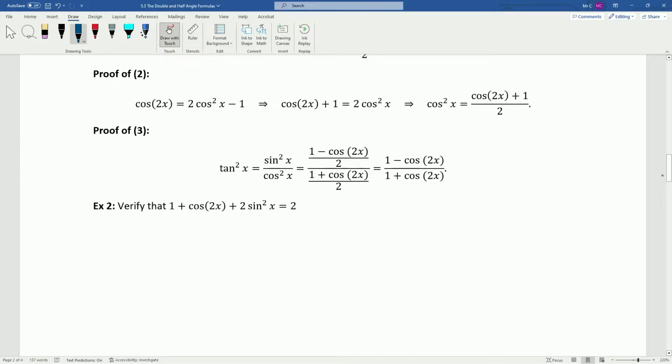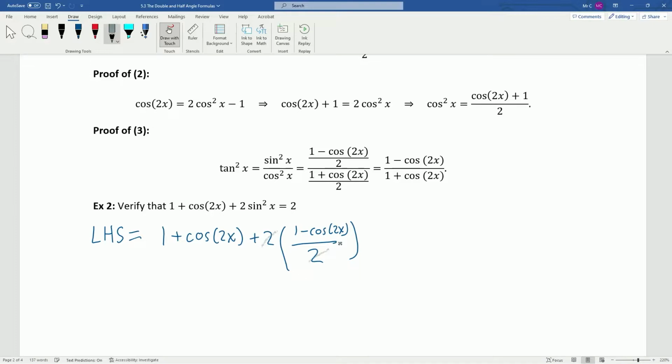So now we're going to go ahead and use these power reduction formulas to verify that 1 plus cosine of 2x plus 2 sine squared of x equals 2. So this would be just like any verification problem from our trig identities section. We rewrite the left-hand side as 1 plus cosine of 2x plus 2 times, and then we're going to rewrite sine squared of x as 1 minus cosine of 2x over 2.